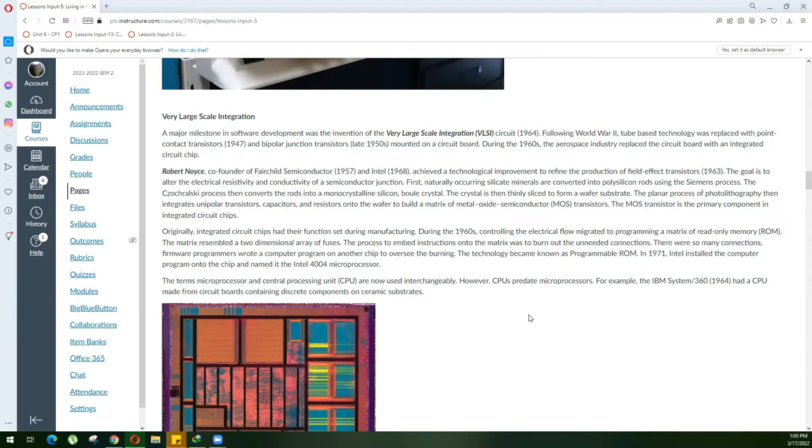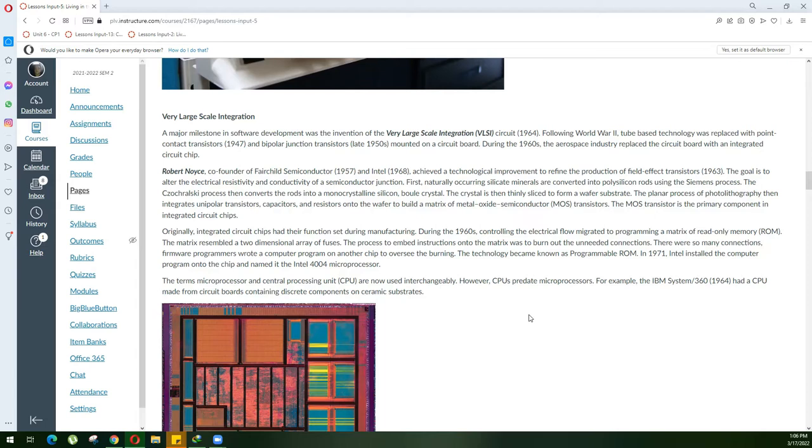Robert Noyce, a co-founder of Fairchild Semiconductor and Intel, achieved a technological improvement to refine the production of field effect transistors. The goal is to alter the electrical resistivity and conductivity of a semiconductor junction. First, naturally occurring silicate minerals are converted into polysilicon rods using the Siemens process. The Czochralski process then converts the rods into a monocrystalline silicon boule crystal. The crystal is then thinly sliced to form a wafer substrate.